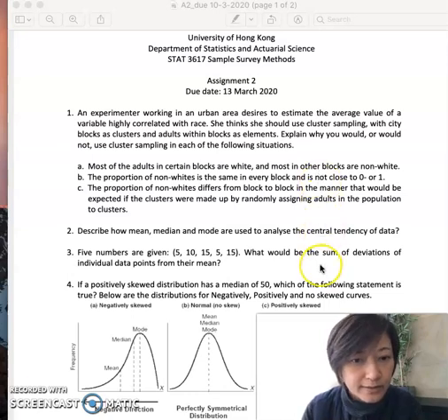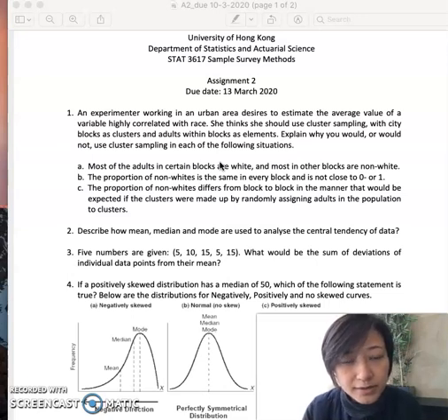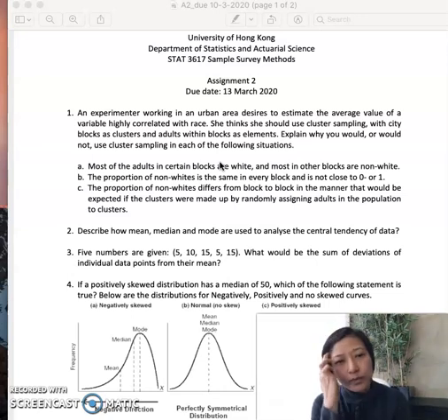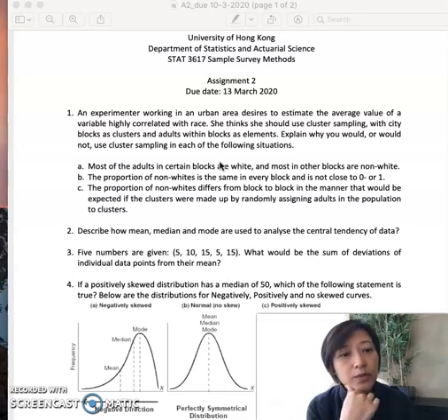So let's look at the question together. Question 1. An experimenter working in an urban area desires to estimate the average value of a variable highly related with race. She thinks she should use cluster sampling with city blocks as clusters, adults within blocks as elements. So we need to consider whether we should use cluster sampling or some other sampling scheme.